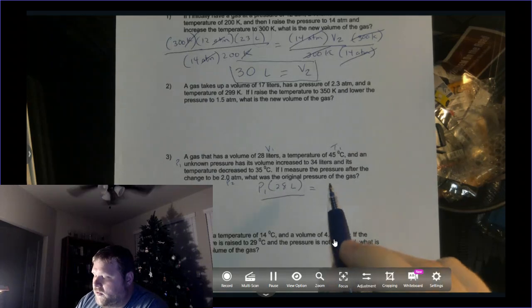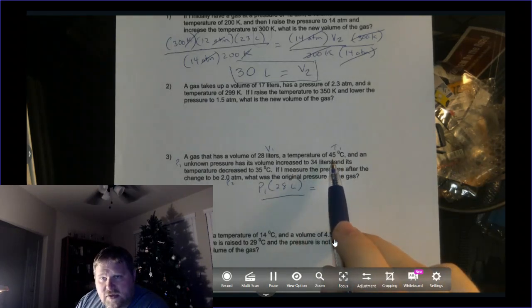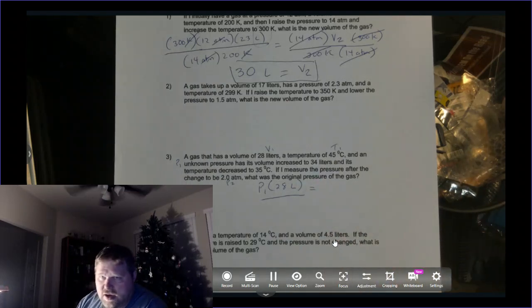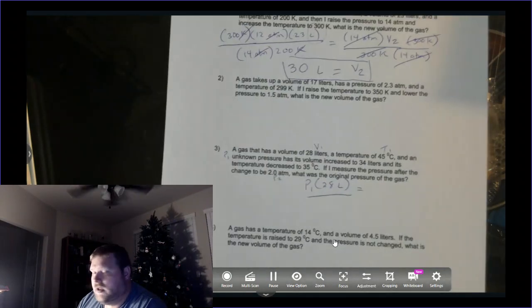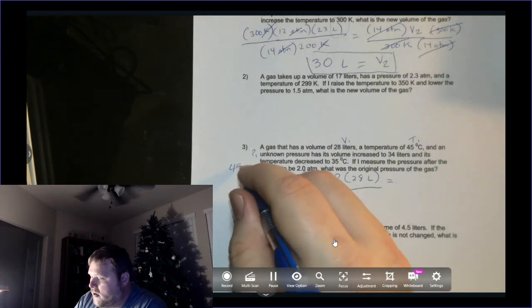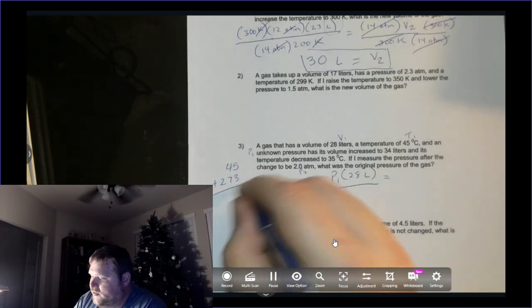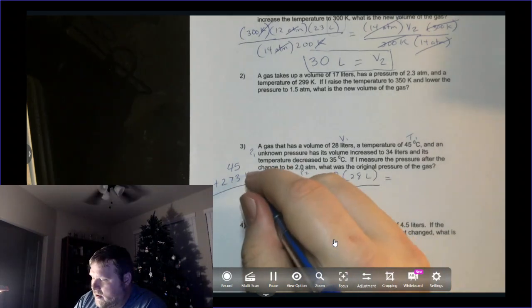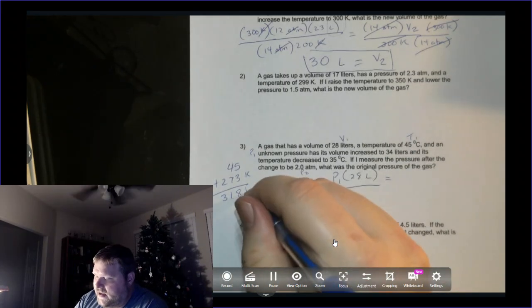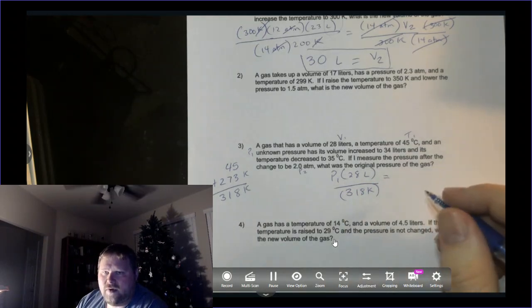And here's where I want to remind you of something. The temperature given was 45 Celsius. You cannot plug in a Celsius temperature. You should never plug in a Celsius temperature into a gas law problem. So let's come over here to the side before we get going, and let's convert that Celsius temperature into a Kelvin by adding 273 to it. So that's going to give me 318 Kelvin as my first temperature. 318 K. Never plug in Celsius.